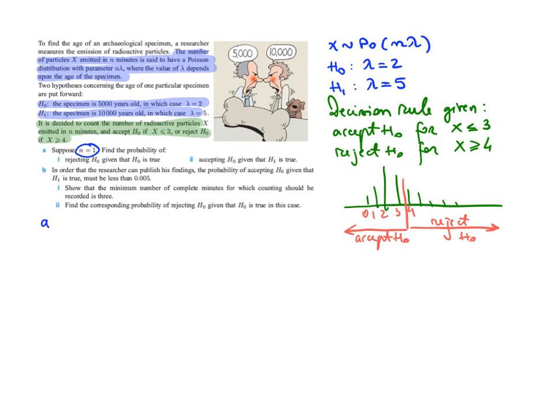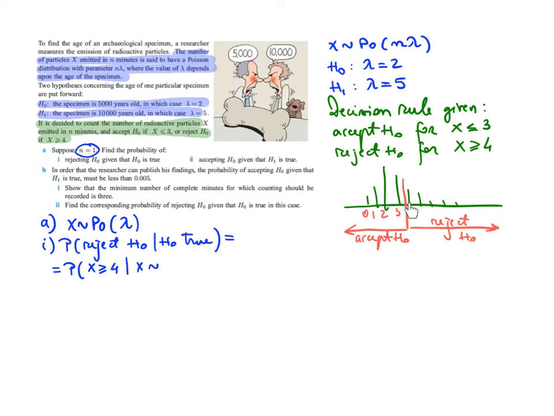So let us look next at what the question asks. For n equals 1, my distribution will be Poisson of lambda. Probability of rejecting H0 given that H0 is true. Always talking in terms of H0, H0 true. And we know that's a type 1 error now.